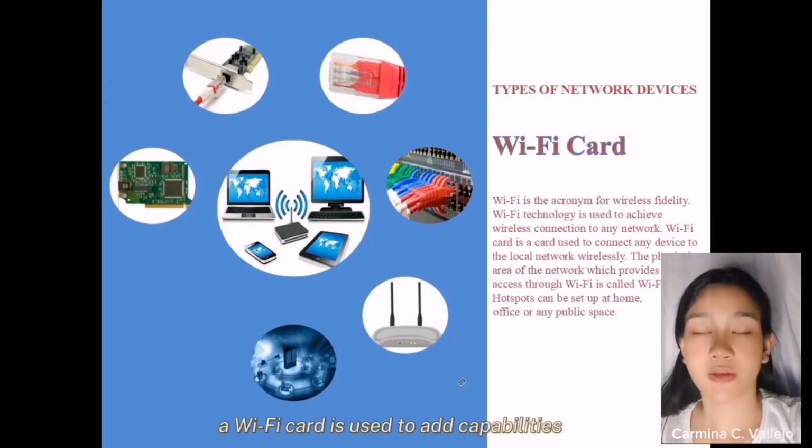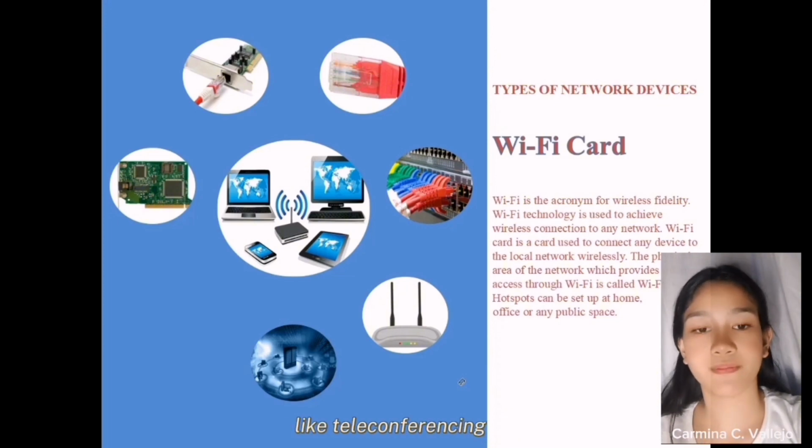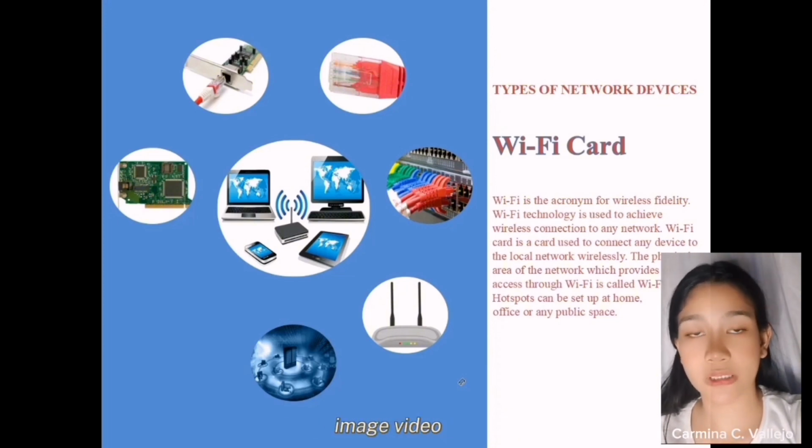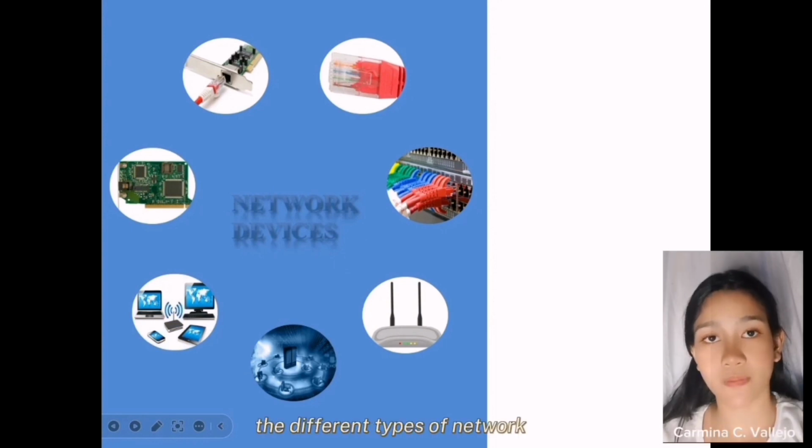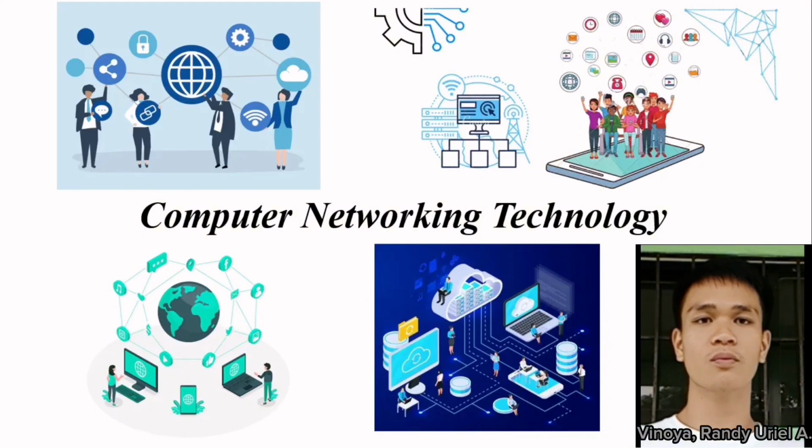A Wi-Fi card is used to add capabilities like teleconferencing, downloading digital camera images, video chat, etc. to all devices. Modern devices come with their inbuilt wireless network adapter. And that's all the different types of network devices. Thank you.